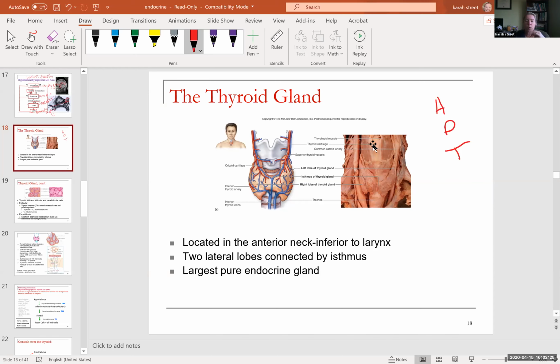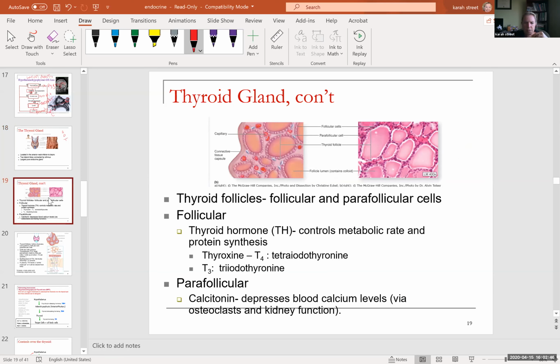It is the largest pure endocrine gland. So it is not exocrine at all. It is just endocrine. And it has these two butterfly wings connected by a narrow portion called an isthmus. Histologically, the thyroid gland is found in your lab histo packet number 4. Histologically, we see these repeating circular structures. This entire repeating circular structure is called a follicle. The purple cells that you see around the light pink center are called follicular cells. The light pink center has a protein called thyroglobulin.